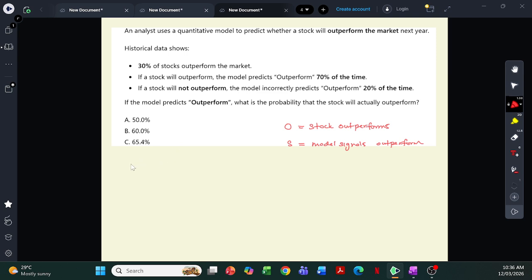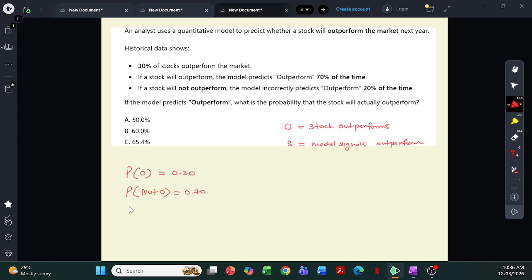So let's look at the probabilities. 30% of stocks outperform the market. So let's say the probability of outperform is 0.30. If it outperforms 30% of the time, it naturally means that it does not outperform 70% of the time. So probability of not O is going to be 0.70.